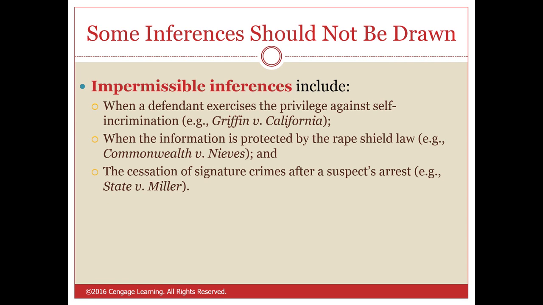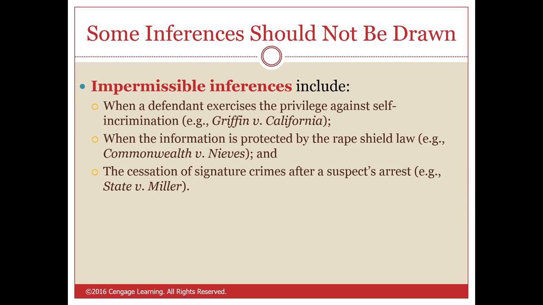If the information is protected by a rape shield law, for example, if there's some law in place that prevents the jury from obtaining a particular piece of information, or a past bad act or bad fact or something like that, the jury should also not draw inferences that that person is guilty because the law is protecting them.